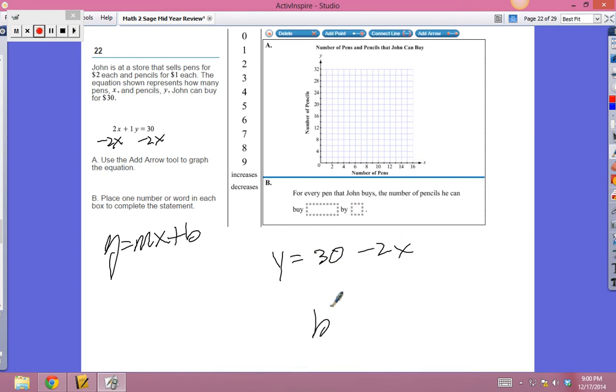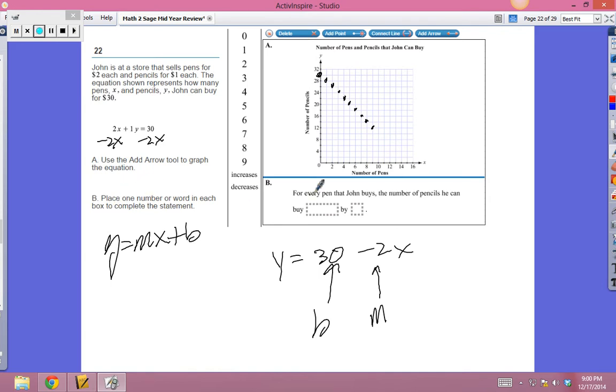Your b is going to be 30. That's your first dot. So you got a dot right here at 30. And then your m is a minus 2. So go down 2 over 1. Down 2 over 1, down 2 over 1, down 2 over 1. And you just keep going and draw a line through all your dots. Okay, A is done.